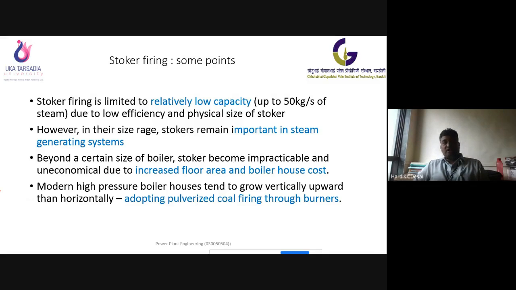But beyond a certain size of the boiler, stokers are generally impracticable and uneconomical to use, because they will increase the floor area and boiler house cost. So in the modern high pressure boiler, people are adopting the pulverized coal firing system through burners. So the boiler houses tend to grow vertically upward in place of horizontally, as in the previous days.